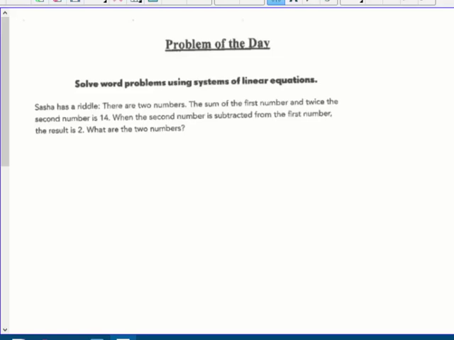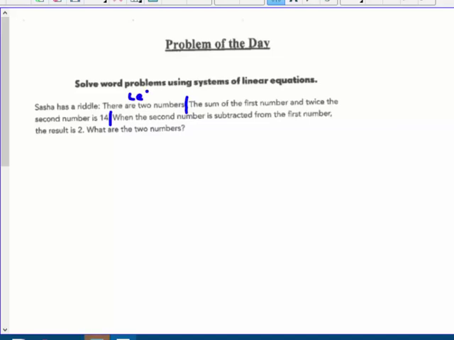There are two numbers. Sasha has this riddle. Let x equal the first, let y equal the second. The sum of the first number and twice the second, twice y, x plus twice y, is 14. The sum of the first number and twice the second is 14. That's an equation. That's one of the equations.